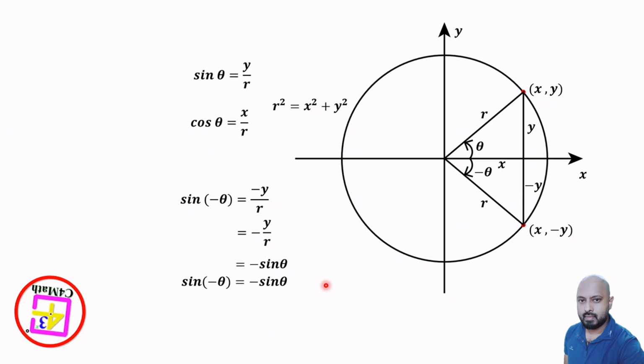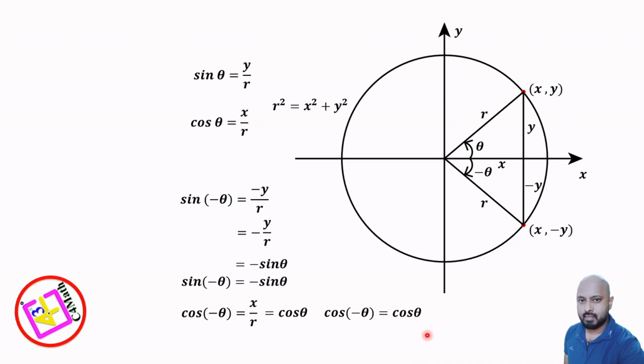Then we can check with cos, that is cos negative theta. The adjacent side is x over the hypotenuse r, so cos negative theta is equal to x over r. We know cos theta is equal to x over r, so instead of x over r we can write cos theta. That means cos negative theta is equal to cos theta. That is the second relation. So in the sine case, sine negative theta is equal to negative sine theta, but in the cos case, cos negative theta is equal to cos theta. Okay. Thank you.